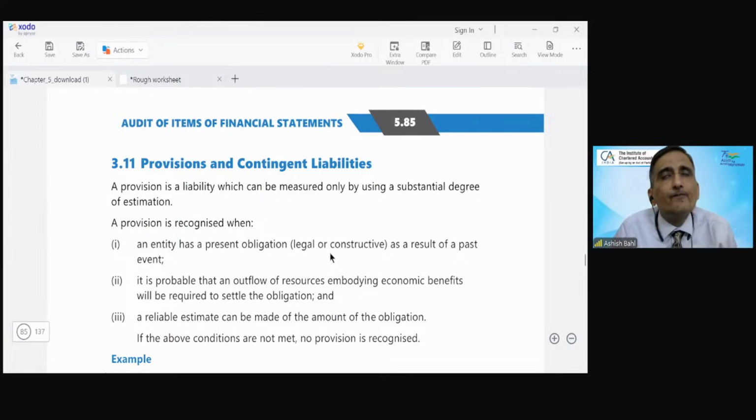vis-a-vis a liability. Like, for example, you are a company, say, which is engaged in manufacturing of some products, and you also provide warranties to your customers on the products which you are selling.